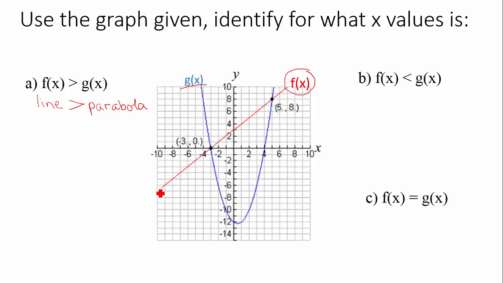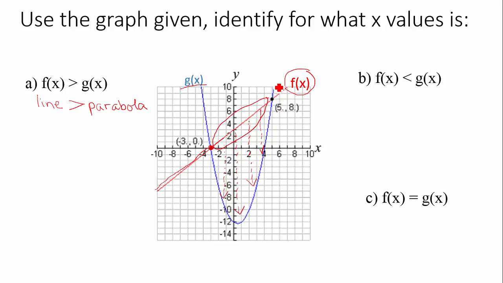So if I were to trace along here, this spot of the line is below the blue line, right? The blue parabola line. Right about here, that line crosses that parabola, and now it's above. If I look down, it's above the parabola. All of these, look at that. That red line is above the parabola. So it is greater than the parabola there. This part right here is where it's greater than the parabola.